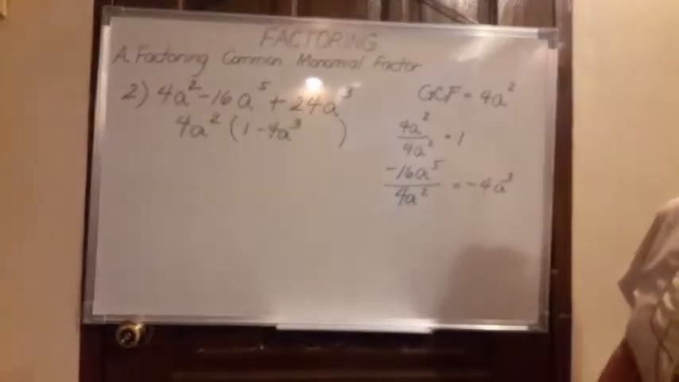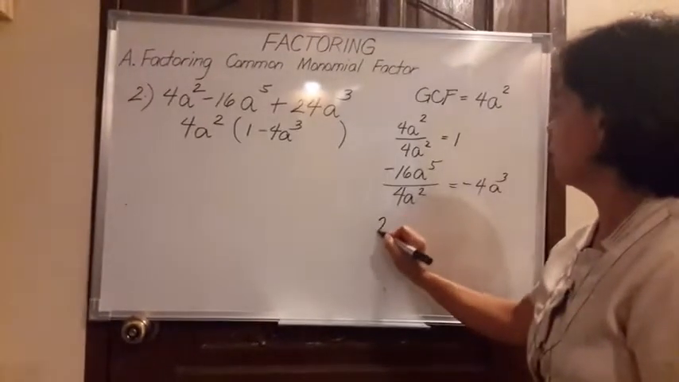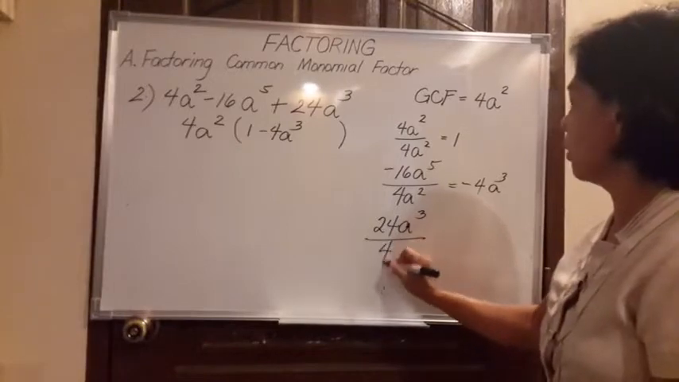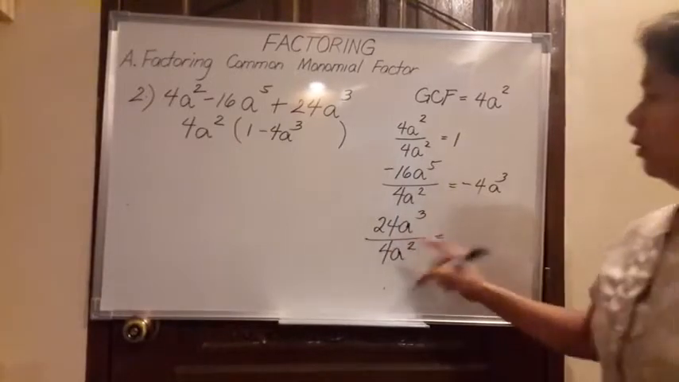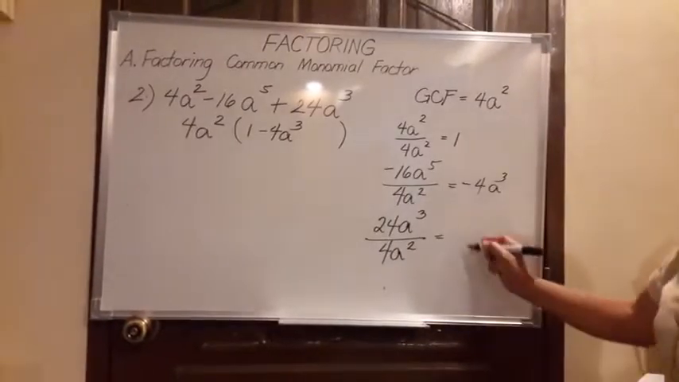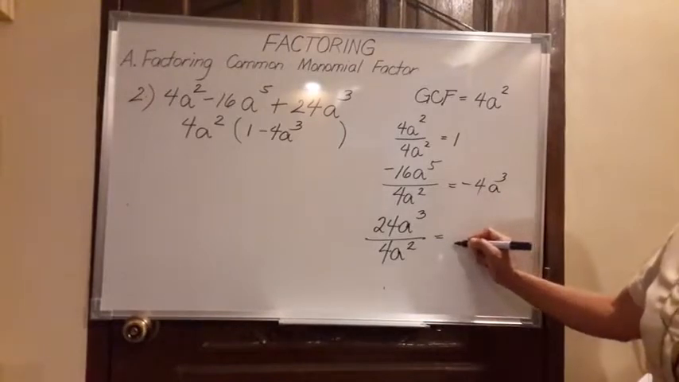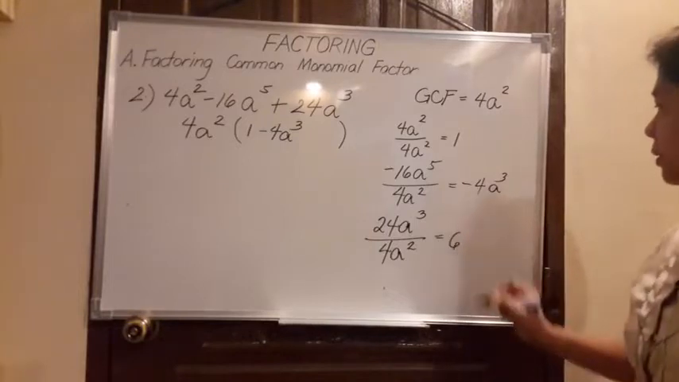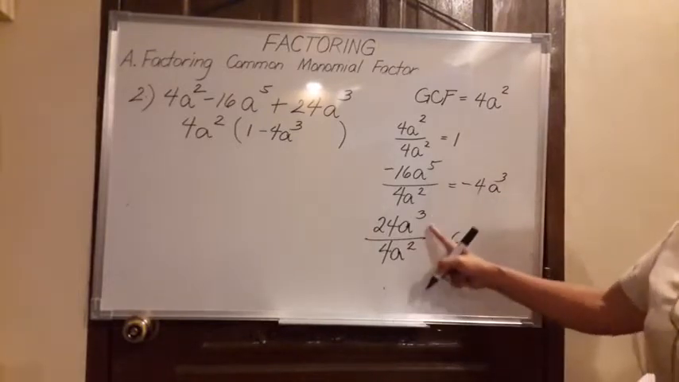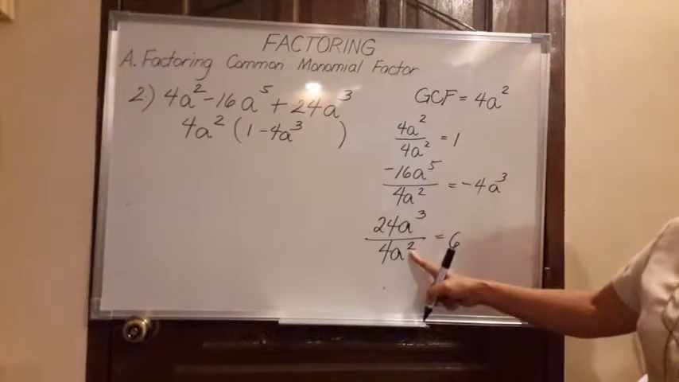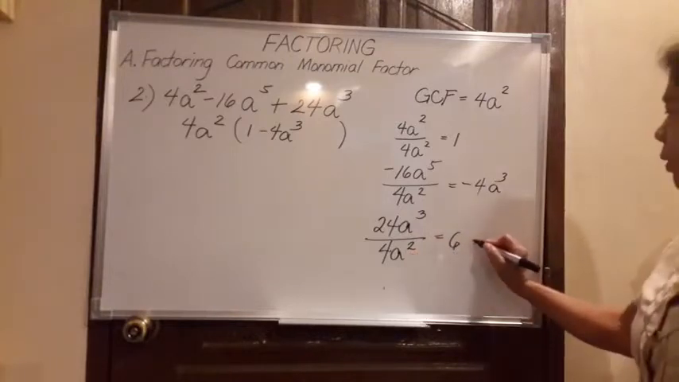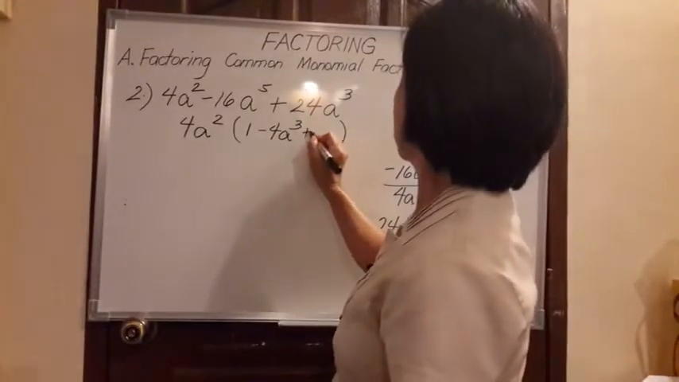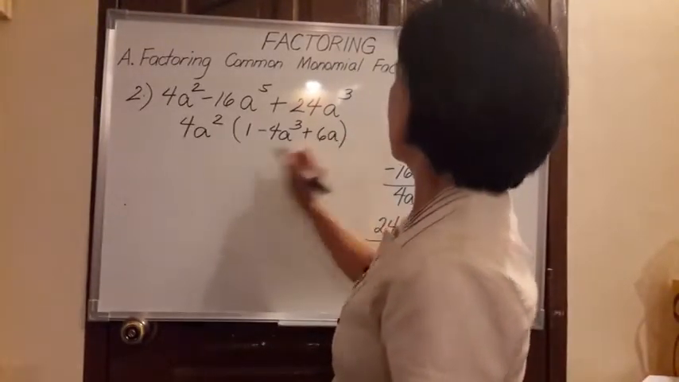Okay, next. 24a cubed, the third term. Divide this also by the greatest common factor. 24 divided by 4 is... What is 24 divided by 4? 6. A cubed divided by a squared, that is 3 minus 2 for the exponent. Therefore, we have a. So, last term is positive 6a.